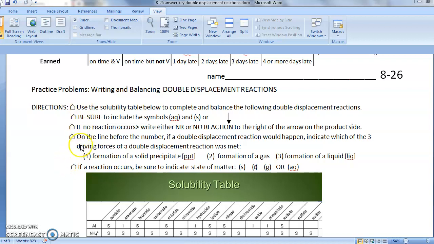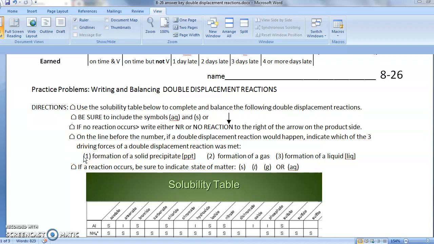Hopefully you read the directions to this assignment, where you're going to need to use the solubility table to predict and balance these reactions. Remember, just putting aqueous solutions together does not mean a double displacement reaction is going to happen. In order for a double displacement reaction to happen, one of three things must occur.